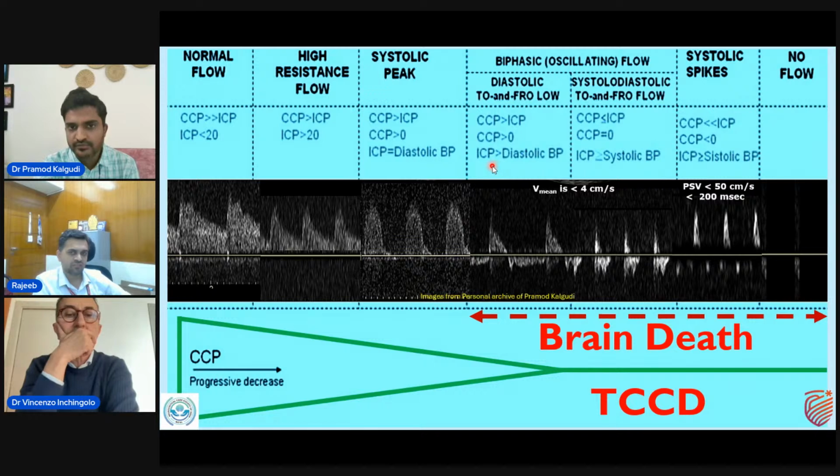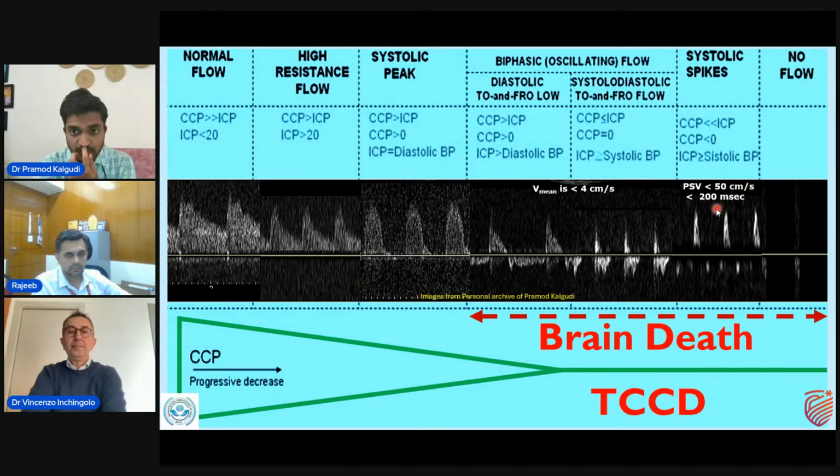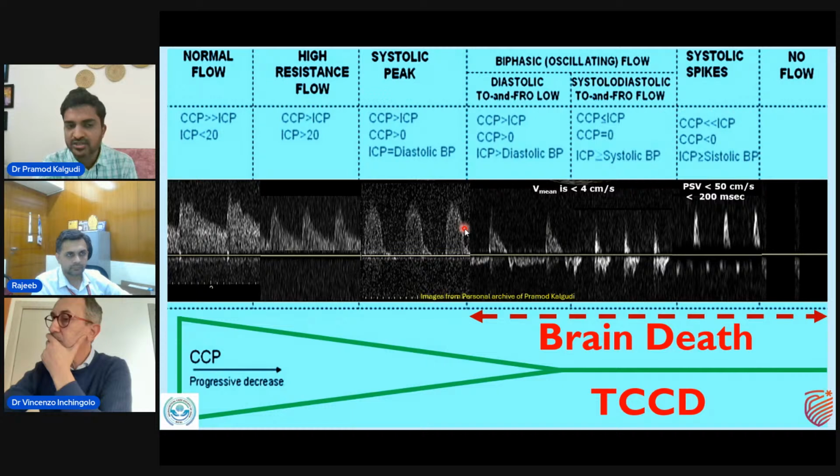If the ICP goes beyond the diastolic pressure, then you see diastolic reversal at this point. So there you see to-and-fro low velocities. The mean velocity would be less than 4 centimeters per second. And if the ICP goes on increasing beyond this, you just see systolic spikes where the peak systolic velocity is less than 50 centimeters per second with a duration of less than 200 milliseconds. And if it goes beyond that, you don't see any flow. So this is the spectrum of a patient with normal flow who can become brain dead as the ICP increases.